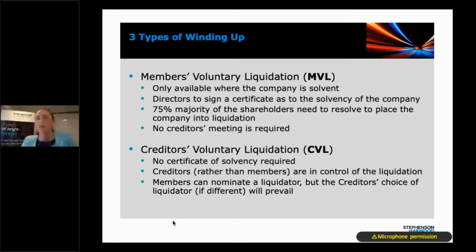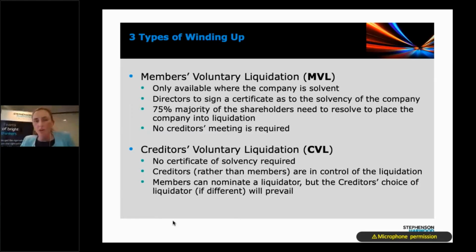If there's any error in the certificate, the MBL will convert to a CBL. So for an MBL, you only need to have 75% of the shareholders resolve to place the company into liquidation. You don't have to have any creditors meeting. The liquidators who are appointed will be those that are chosen by the shareholders. So it's a quick process, and it will be a liquidator of choice of the shareholders, but it's limited when you can use it. If you really are in financial distress, in an insolvent position, then it's not appropriate. CBL is the appropriate process.